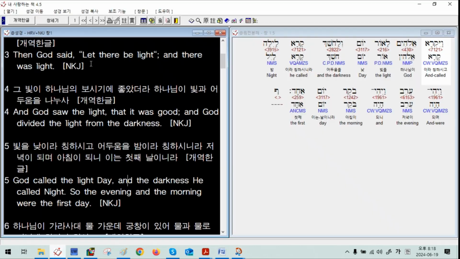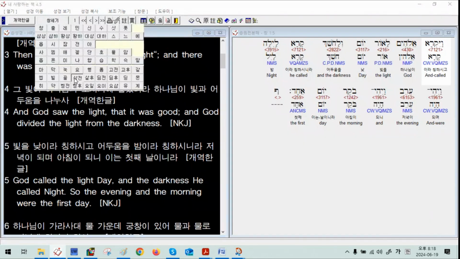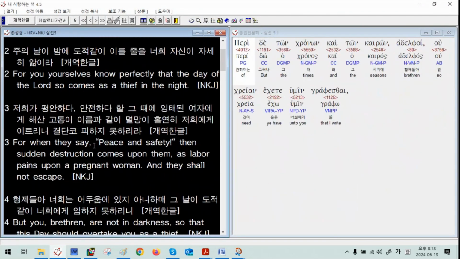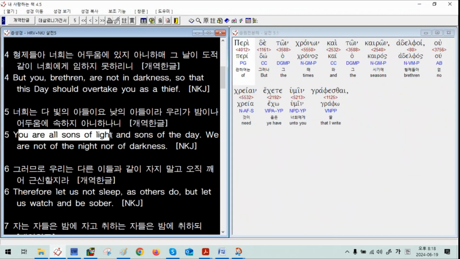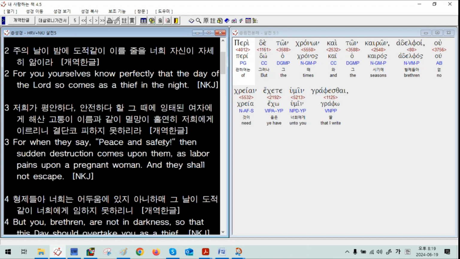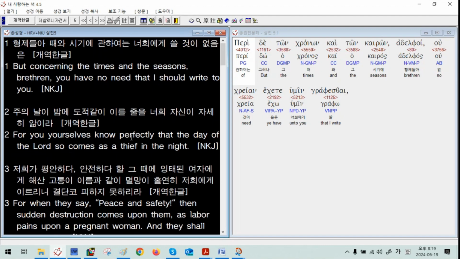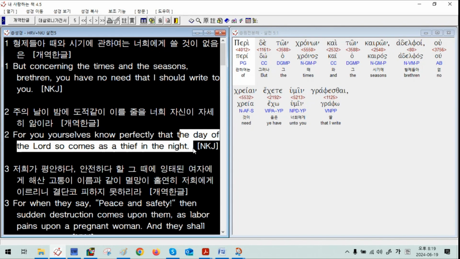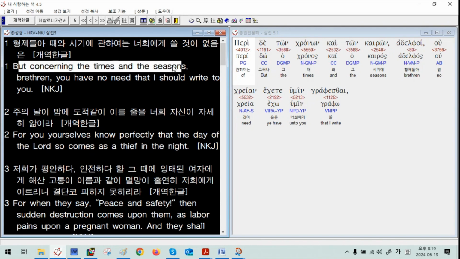That's why when we go to the 1st Thessalonians, chapter 5, and then you are all sons of light, sons of the day. You are become the light and the day. We are not of the night, nor of darkness, right? So they are the one who fully understand the, you yourself know perfectly that day of the Lord shall come as a thief in the night, right? And then concerning the times and the season, about the 1 day through the 7 days process.